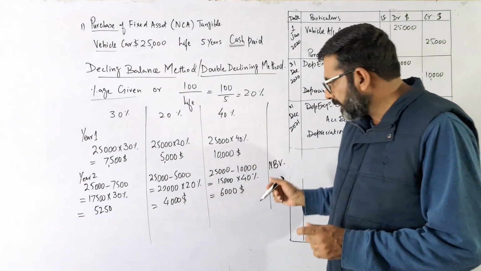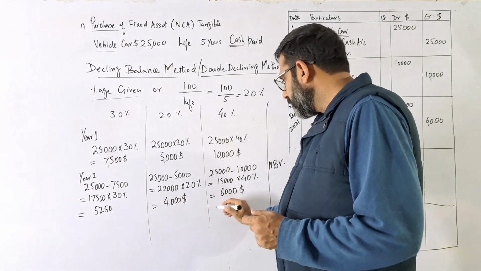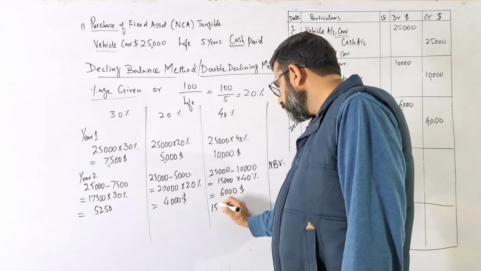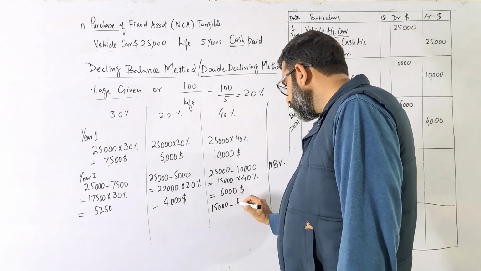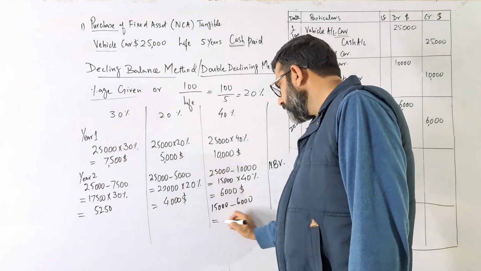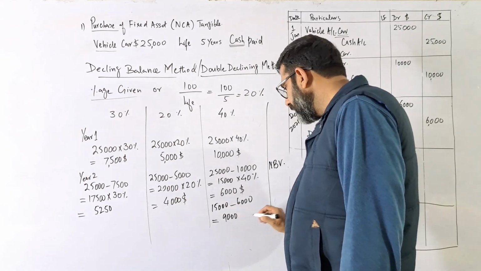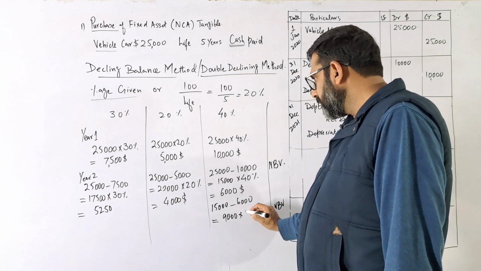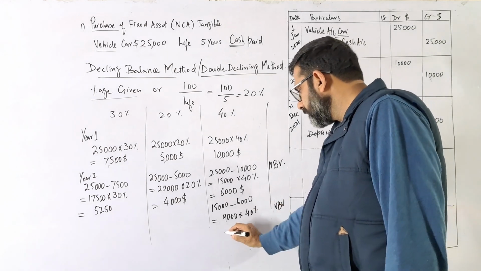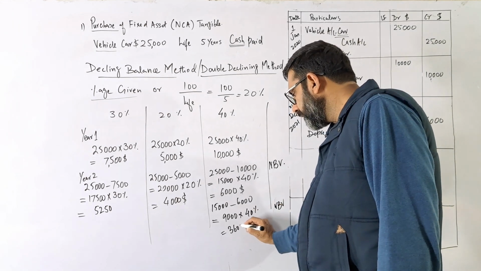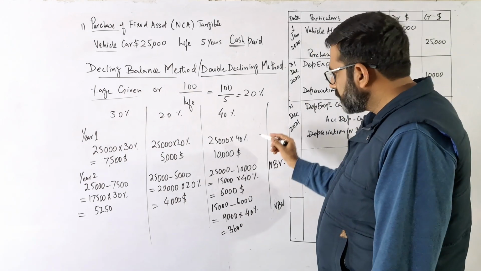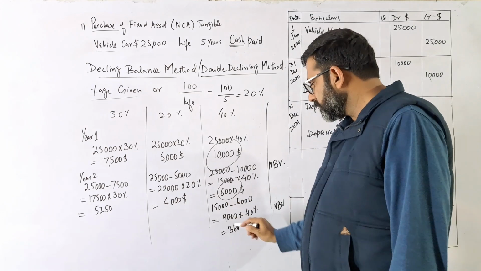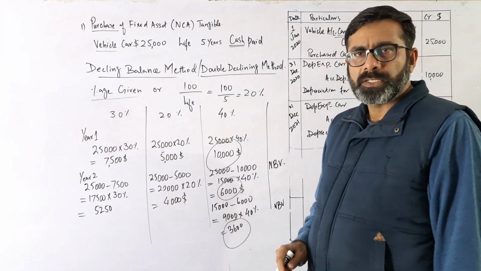For example, for the next year, let's say it is 40%. The net book value for the next year will be 15,000 minus 6,000. So the net book value for year 3 is how much? It is 9,000, multiplied by 40%. So next year depreciation will be 3,600. So first year depreciation 10,000. Second year it is 6,000. And the third year it is 3,600.